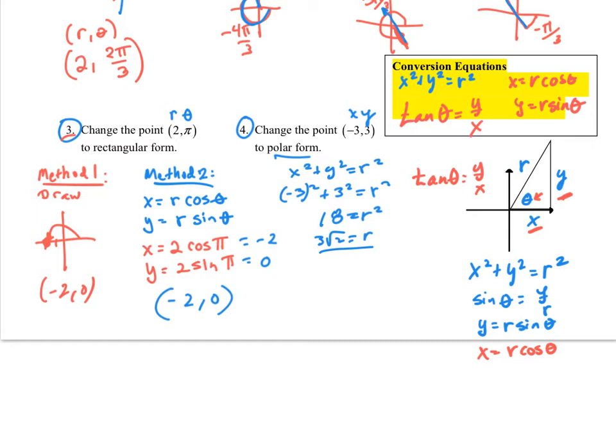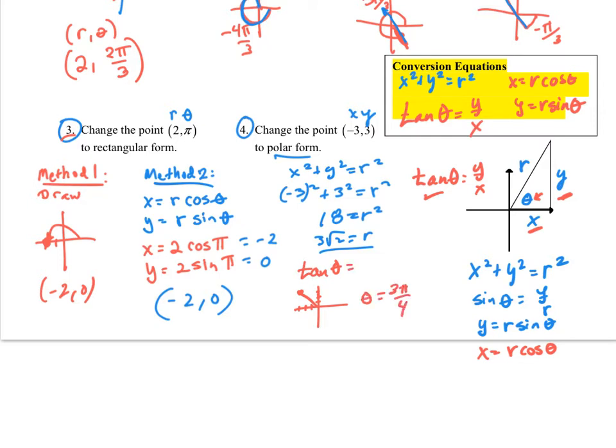If I'm looking at the theta, then I'm going to use this equation here. So tangent of theta, or you can draw the picture too. Well, honestly, I think it's better if you draw the picture. -3 and then 3. I'm going to end up right there. Well, that's going to be 3 pi over 4.